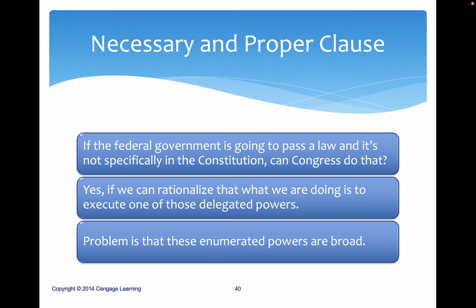If the federal government is going to pass a law and it's not specifically in the Constitution, can Congress do that? Yes, if it can be rationalized that what we're doing is to execute one of those delegated powers. One of the problems with this is some of these enumerated powers are broad, so you can pretty much almost fit anything into it.